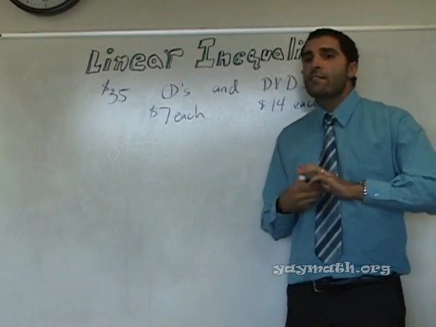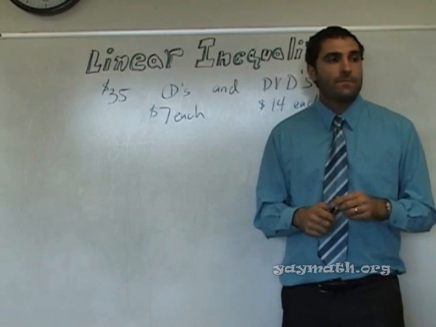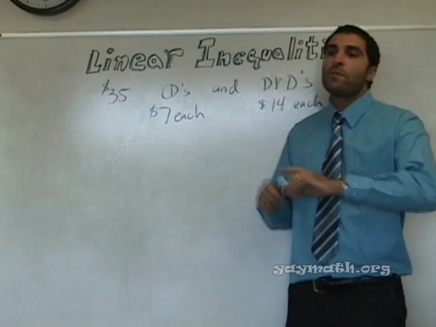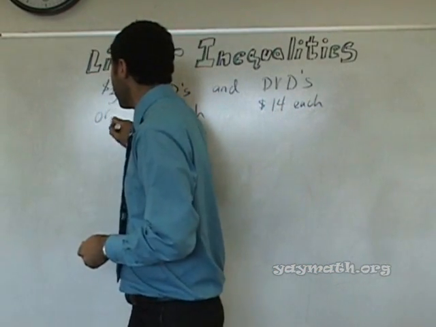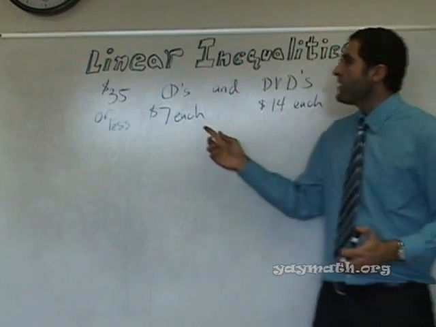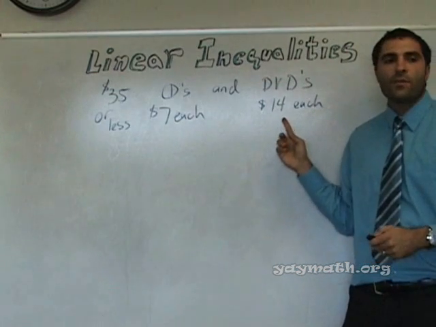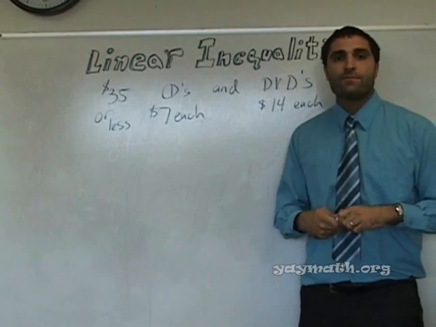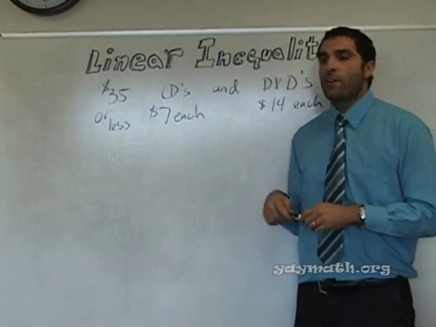Can you think of one possible combination? In reality, how many CDs and how many DVDs would be one possibility to spend $35 or less? 3 CDs, 1 DVD. 3 CDs would be $21. 1 DVD, 21 plus 14, 35. So that'd be exactly 35. 2 DVDs and no CDs would also work.